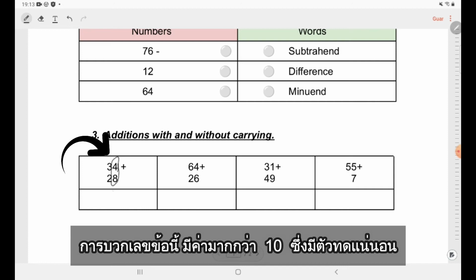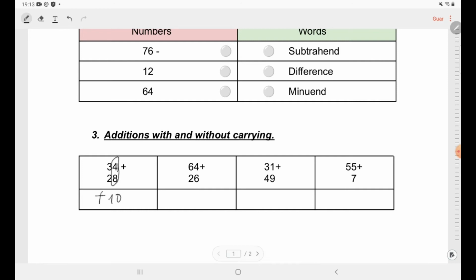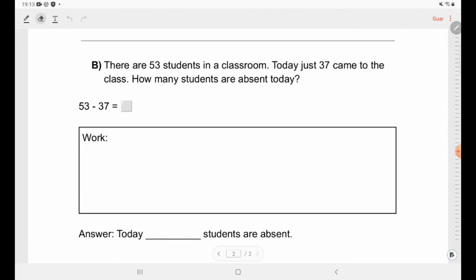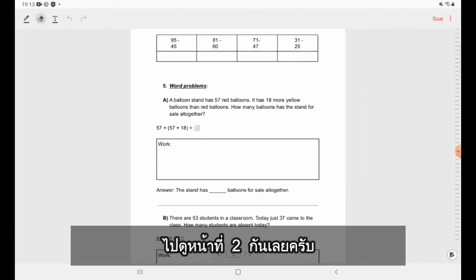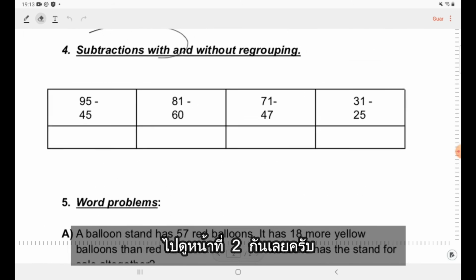adding just one place you get more than 10, it is with carrying. Okay, if it's less than 10, it's just without carrying, but it doesn't matter. Okay, you just have to solve the addition. For example, this 4 plus 8 is 12, we carry 1. 3 plus 1, 4 plus 2. Okay, I'm not telling you, but this is how to do it. Easy, right? Okay, now let's move to the next page, page number 2, and we got exercise number 4.